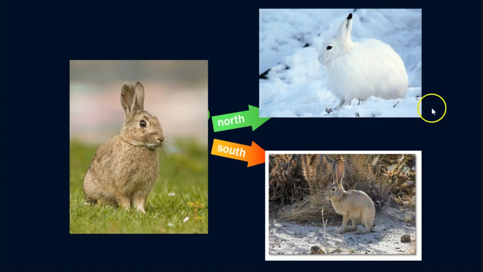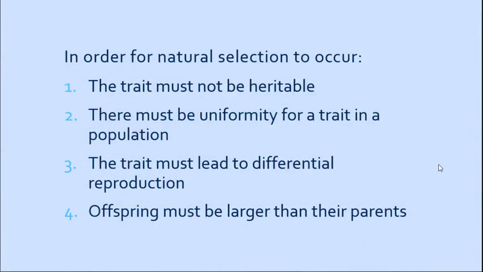Now, neither of these animals got things that they needed. The environment worked with things that they had already, okay? Now, in order for natural selection to occur, which of these is true?